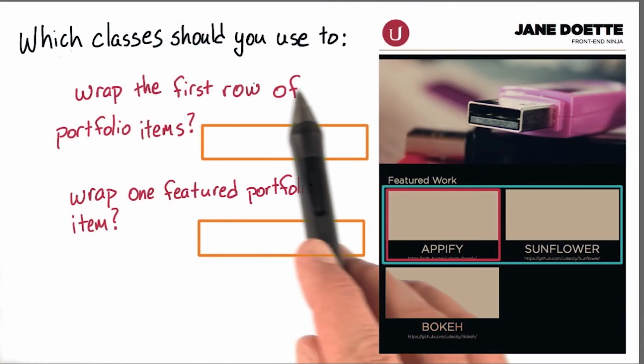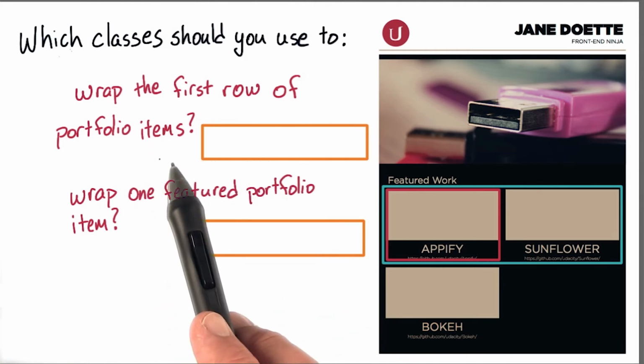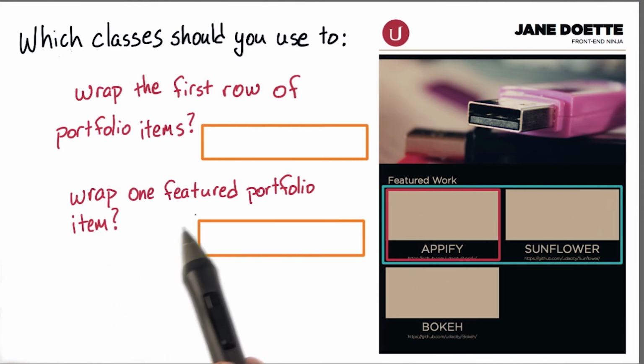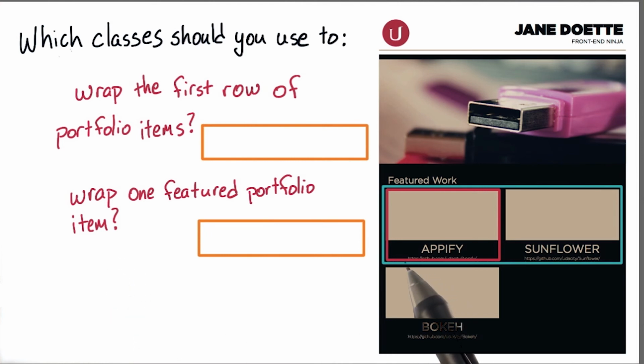Which classes should you use to wrap the first row of portfolio items? The first row would be like this, following the blue box around Apify and Sunflower. And which class would you use to wrap one featured portfolio item, like simply just Apify? Type your answers in here.